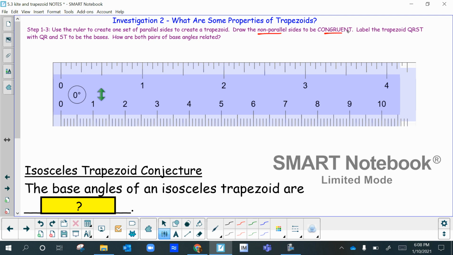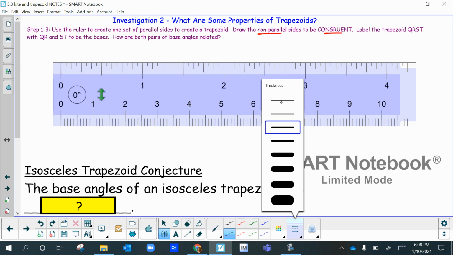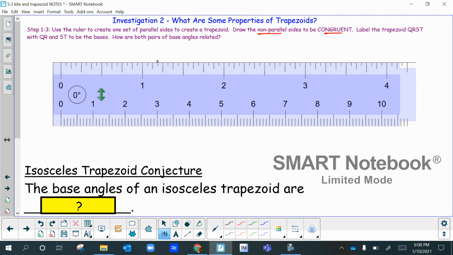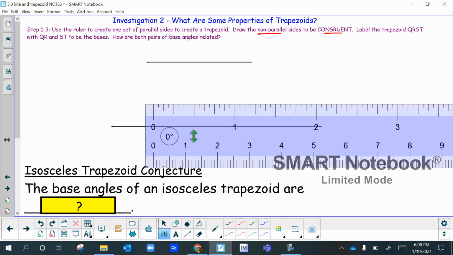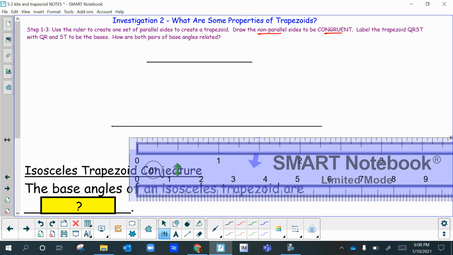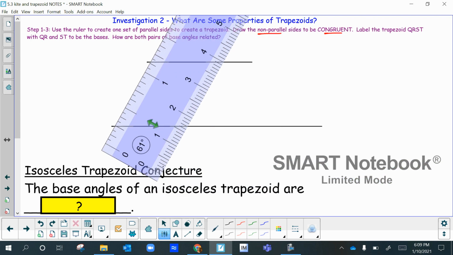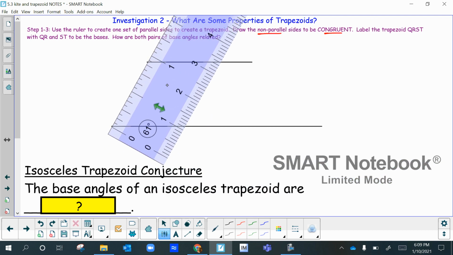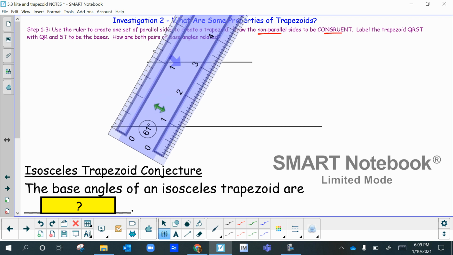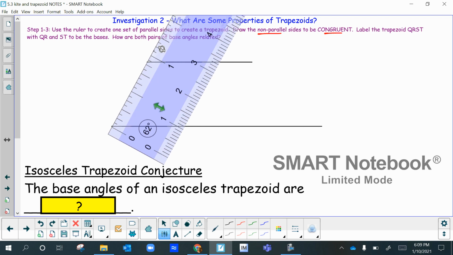So we're going to have to use our ruler, or we can use our compass. I like using the compass, so I'll probably use the compass to make sure they are congruent. So I'm going to come over here and make a longer bottom piece, and then I'm going to connect from here to here. Let's make sure it's right on each endpoint, like so.